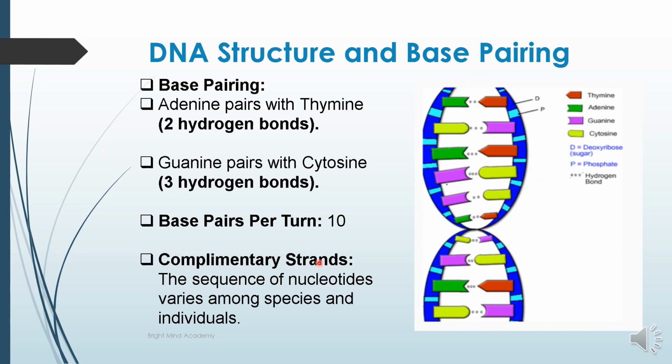And the complementary strands: the sequence of nucleotides varies among species and individuals. This is one strand, and this strand is complementary to this strand, meaning if there is adenine, there will be thymine. If this is cytosine, there will be guanine, so they are complementary to each other. And they vary among different species and individuals. If in one individual the first nucleotide is adenine, it might be different in another individual which has thymine as the first nucleotide in their gene pair.